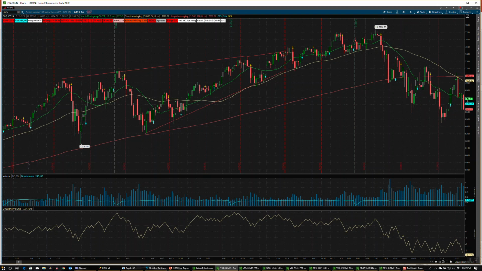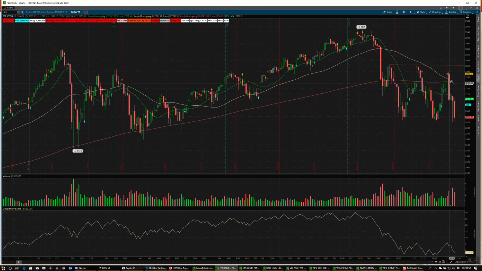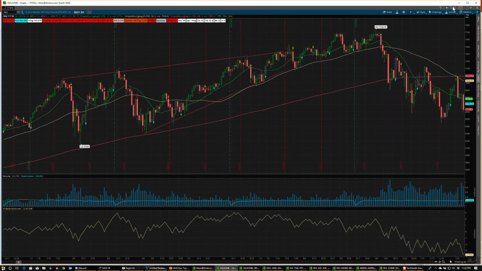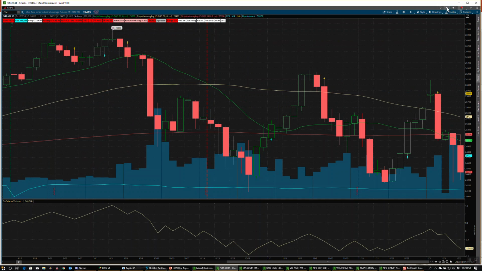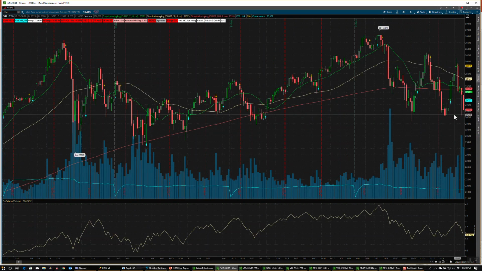A reversal here would be nice, but I'm not convinced. I'm concerned. Notice the 50 crossing below the 200 there on the NASDAQ. A death cross also occurring on the E-mini. If I look at the Dow futures, we don't have a death cross yet. And frankly, sometimes when I look at death crosses, the markets have already sold off a lot before that happens, and maybe it is kind of before the market recovers.